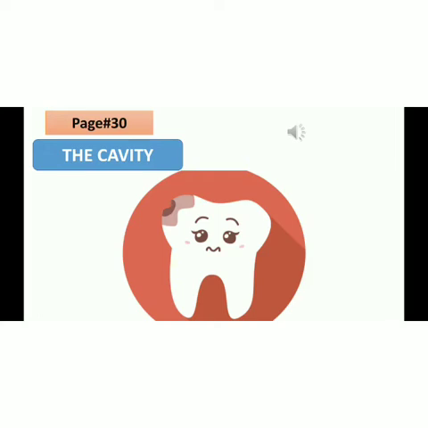In the same audio, page 30 and 31 would be narrated by the narrator. So be careful and be attentive. Page 30. Read. The cavity.